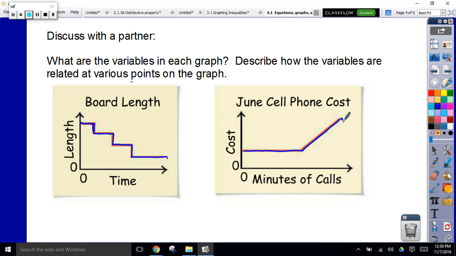Time. Time. So this is independent. Which one is dependent then? Paige? Length. So smart. Okay, what about for the cell phone cost? Travis, which one is independent? It's got to be the minutes because it's on the x-axis, and then dependent would be cost. Good job, Travis.